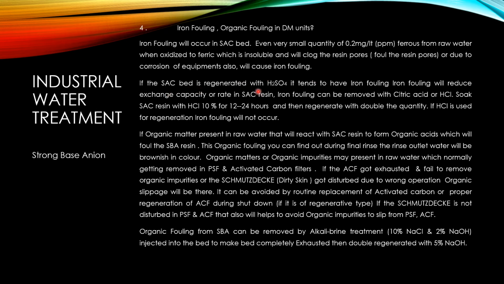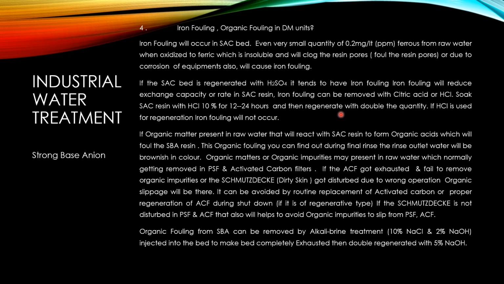If the SAC bed is regenerated with H2SO4, it tends to have iron fouling. Iron fouling will reduce the exchange capacity or exchange rate in SAC resin. Iron fouling can be removed with citric acid or HCl. We have to soak the SAC resin bed with 10% HCl for 12 to 24 hours, based on the recommendation by the vendors.